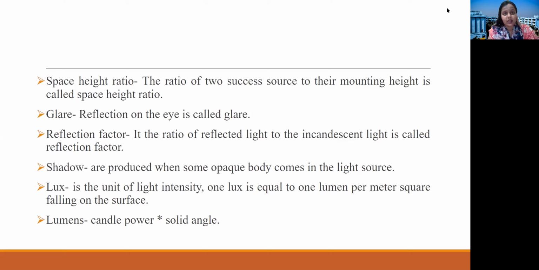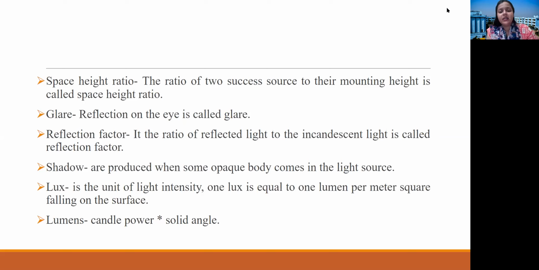Glare, again an important thing. Suppose a heavy amount of light suddenly falls into your eyes. In a dark room, suddenly a torch is held to your eyes. What will happen? We will close our eyes, right? Our eyes will automatically close. And this particular incident is termed as glare. Whenever a heavy amount of light falls on our eyes, the eyelids close, and this particular incident, which can be denoted as reflection on the eye, is defined as glare.